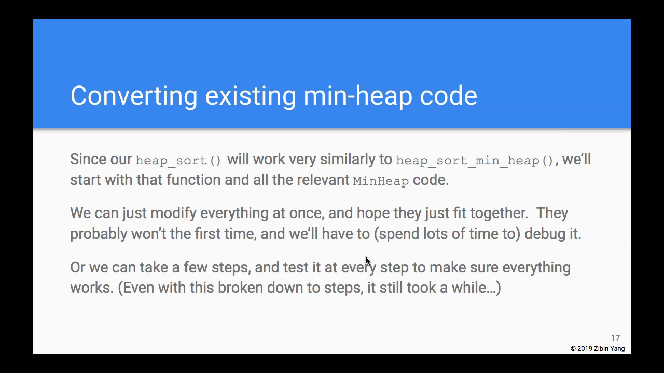Now, one approach we can take is just modify everything at once and then hope that they work together. Well, the chance of success with that probably isn't very high, especially the first time, and we'll perhaps have to spend quite a bit of time trying to debug it and make everything work. Or a different approach we can take is to take several intermediate steps, right? And at every step we have a particular goal that moves us toward the ultimate goal of implementing the heap sort in place.